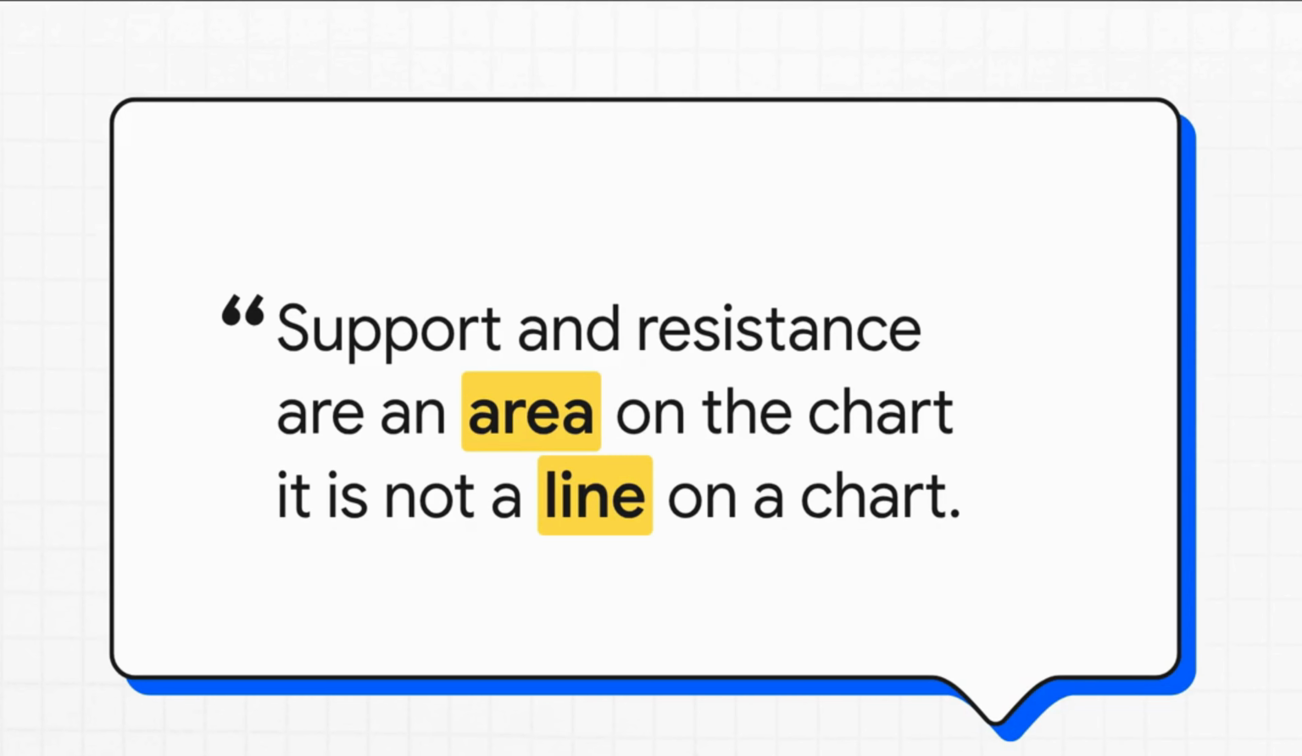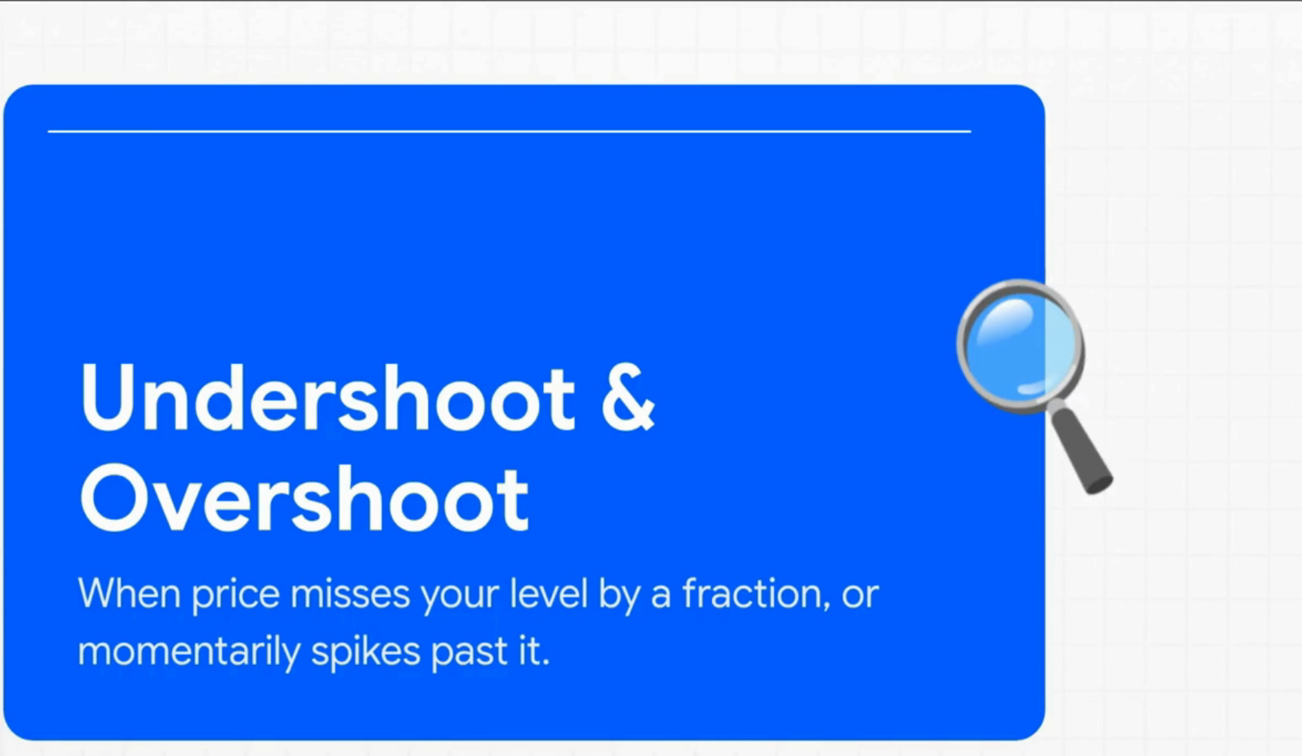You need to start drawing rectangular zones to capture the true reality of where buyers and sellers are actually hanging out. Drawing these zones protects you from two of the market's absolute favorite tricks: the undershoot and the overshoot. An undershoot is when the price misses your exact perfect little drawn line by just a fraction and then reverses completely without you, leaving you stranded on the platform.